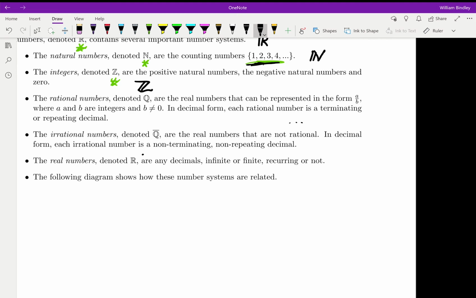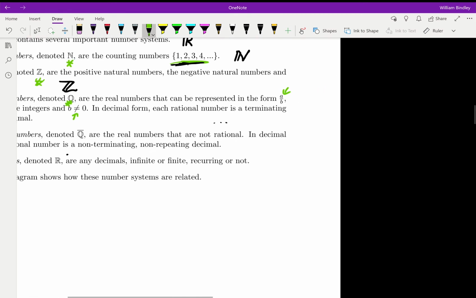Rational numbers are denoted by this symbol here, and they are the real numbers that can be represented in the form a over b, so they can be written as a fraction where a and b are integers and b is not equal to 0. So this is very important. b cannot be equal to 0 because we can't divide by 0.